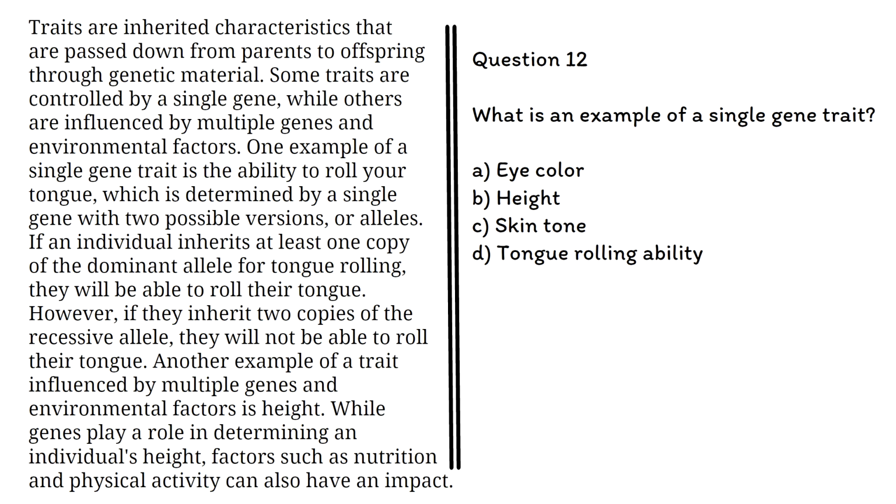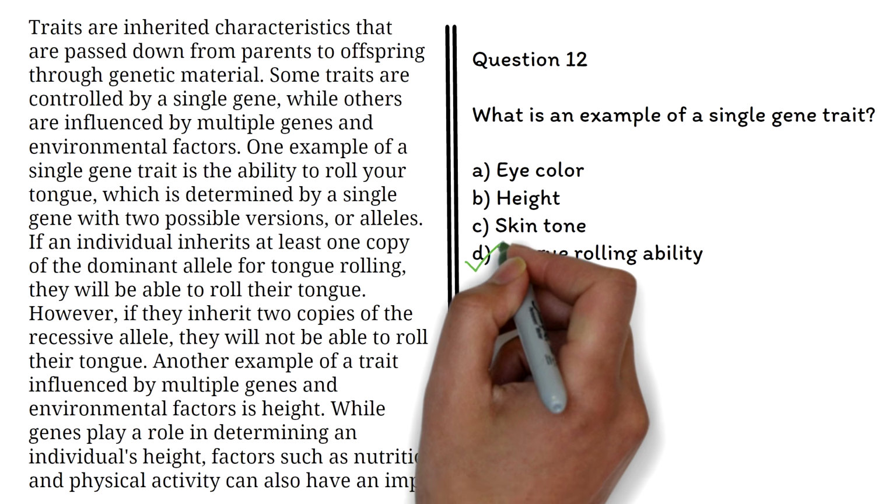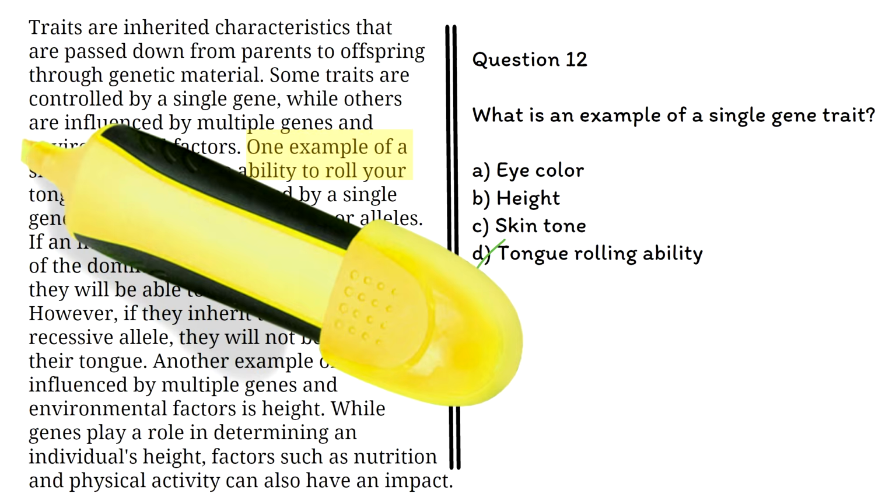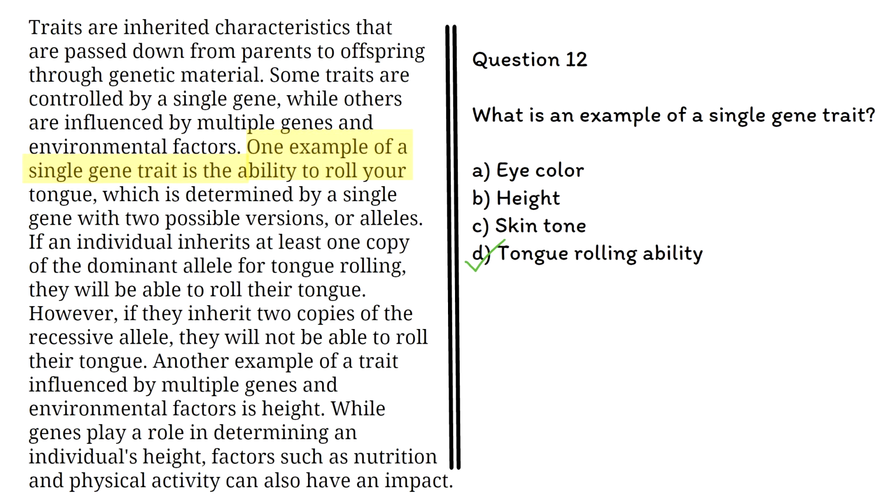A. Eye color. B. Height. C. Skin tone. D. Tongue rolling ability. The correct answer is D. Tongue rolling ability. The passage provides tongue rolling ability as an example of a single gene trait that is determined by a single gene with 2 possible versions or alleles.